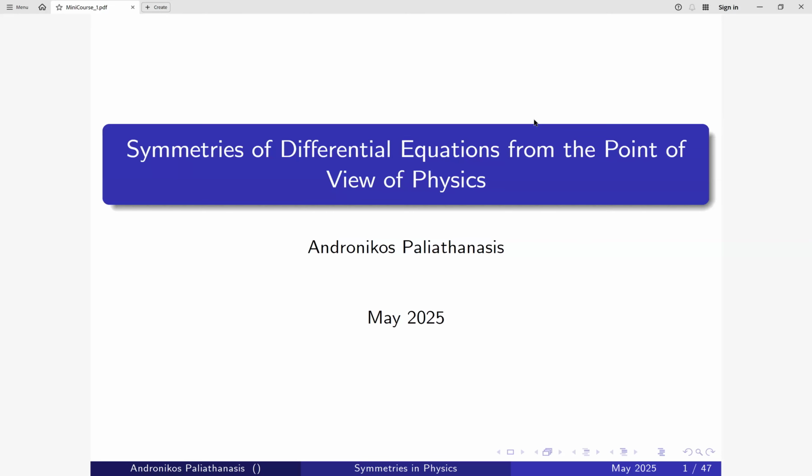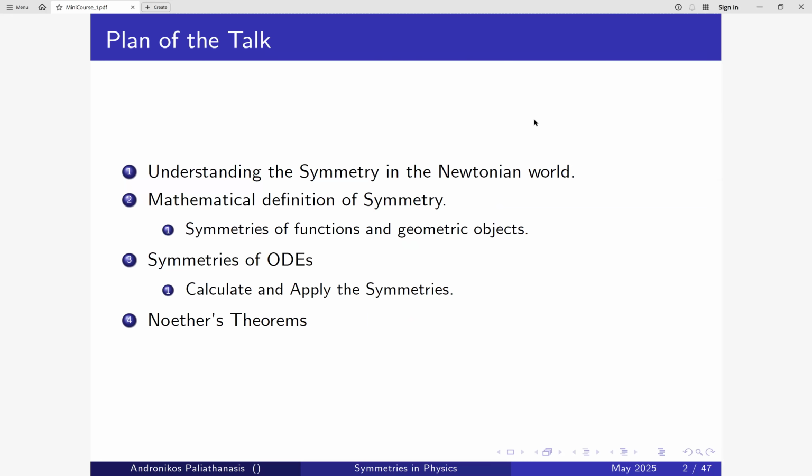The plan of today's course will be, firstly, a small discussion about understanding symmetry in the Newtonian world. Then I will present the mathematical definition of the concept of symmetry. And then I will talk about the symmetries of functions and of geometric objects. Later, we will discuss the extension of the symmetries in the case of a jet bundle, so we can go to the case of differential equations.